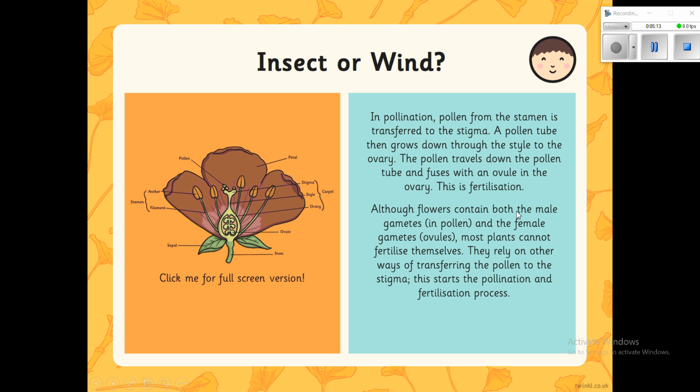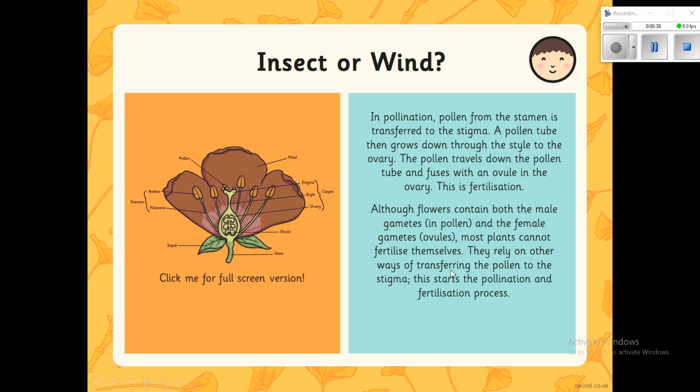So although flowers contain both the male gametes, the sex cell and the pollen, and the female gametes, most plants cannot fertilize themselves. So basically all that is saying is that the pollen, the male sex cells that come from here, cannot then get transferred onto its own female sex cell. It doesn't work, it cannot fertilize itself. So it has to go from one plant to a completely other one.